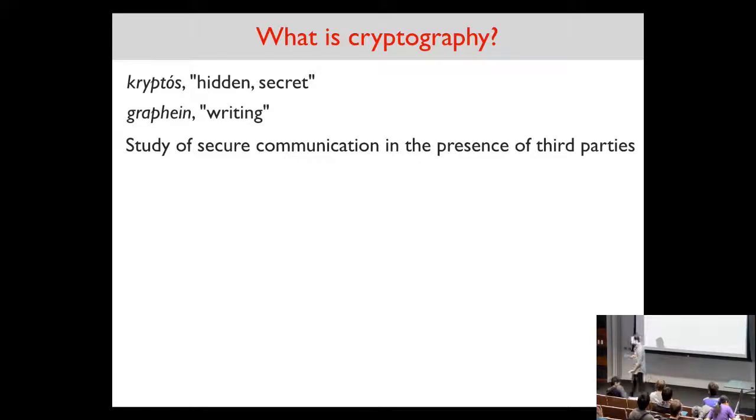Like a very well-known situation: you want to send an email to your friend, and you don't want other people to read it other than your friend. You want to send your credit card information to your bank or Amazon. You don't want other people to learn that information while you're sending it, right?